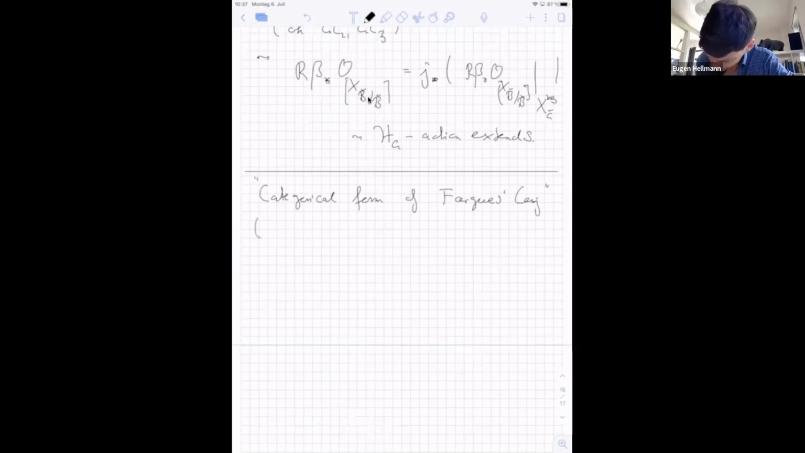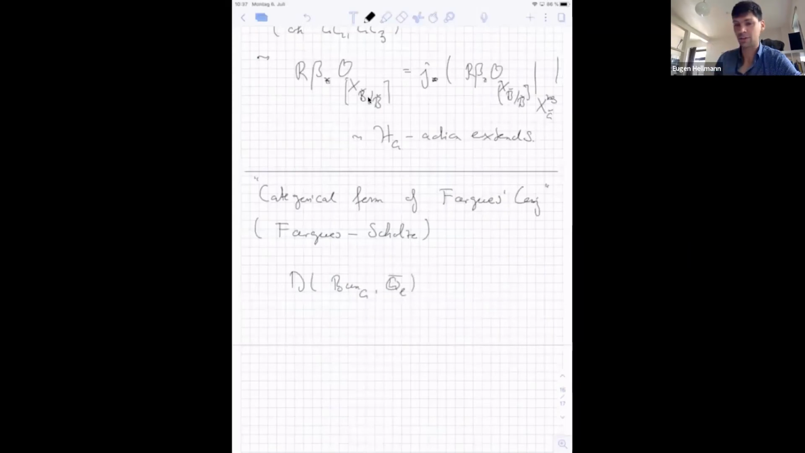So this is due to Fargues and Scholze. Where you have something like the derived category of Q_l bar sheaves on a certain thing called Bun_G. And, well, it's a conjecture, right?